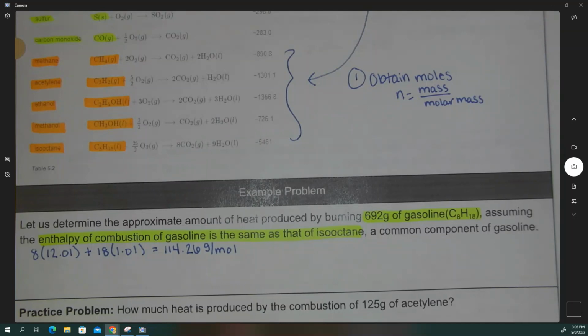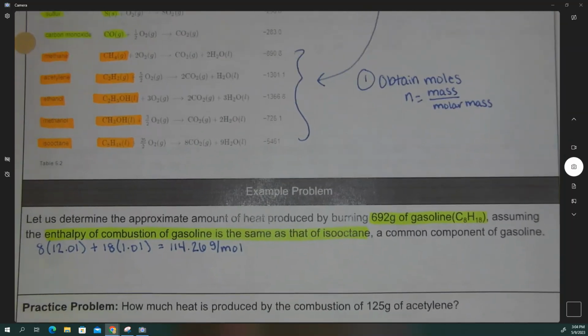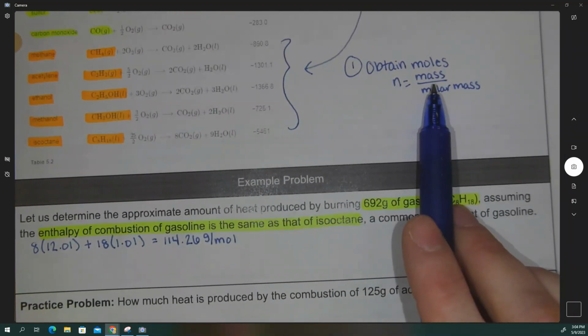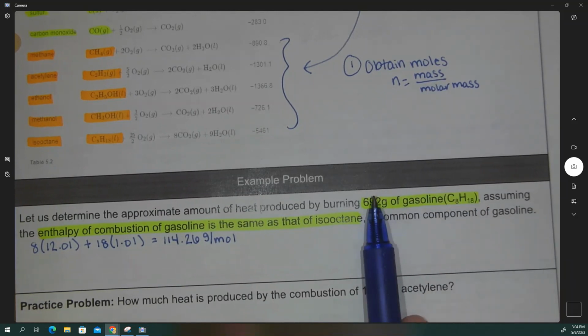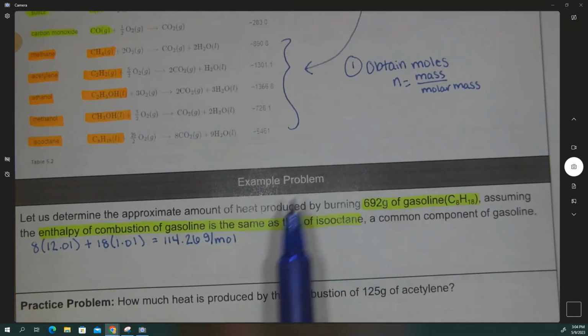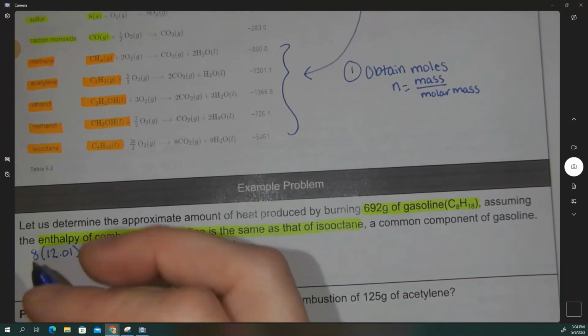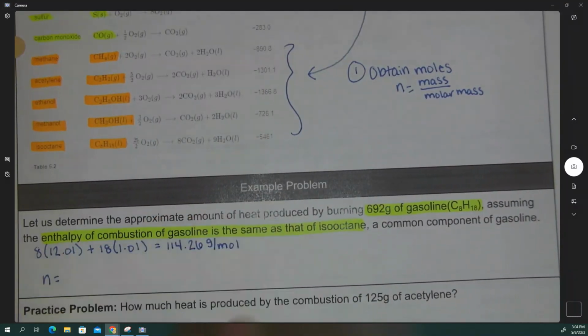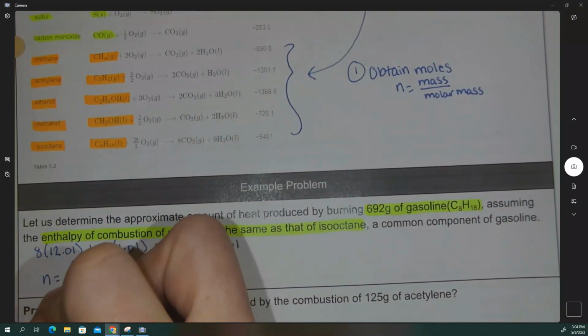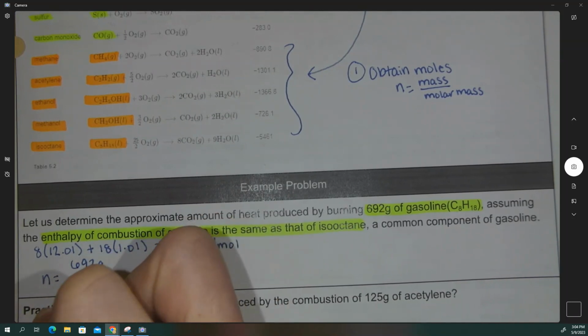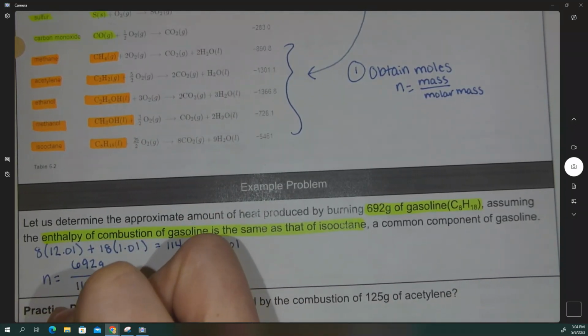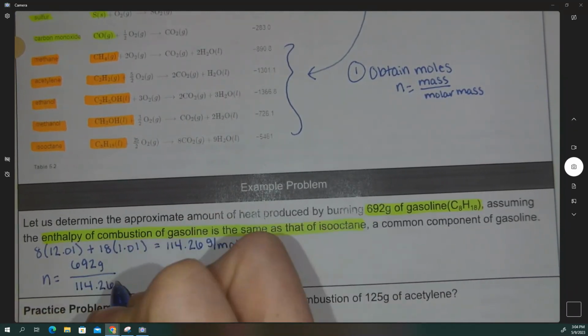All right, so we've got our molar mass. The next thing that we want to do is calculate our moles. So we're going to take the mass that was given to us, 692, over our molar mass, which we just calculated. So our moles is going to be 692 over 114.26.